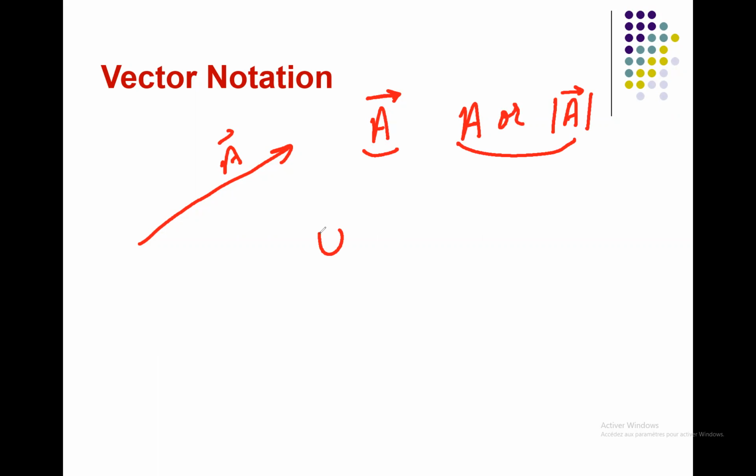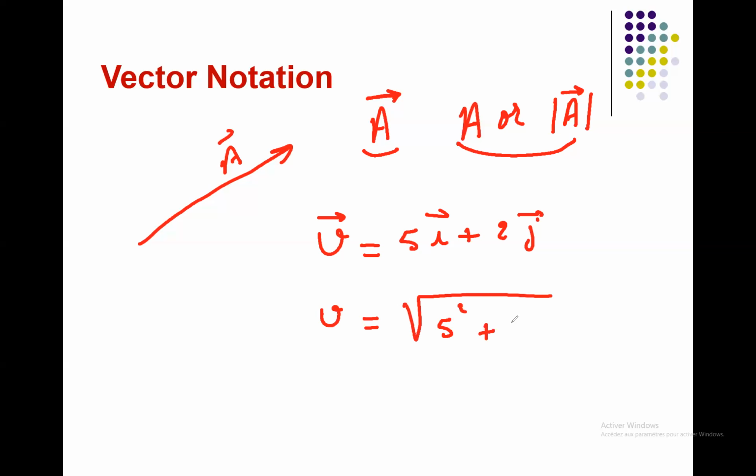The same if we have the velocity V, for example V equal 5i plus 2j, this is the vector quantity. The magnitude equals the square root of 5 squared plus 2 squared. So you can write it like this or like this. It's the scalar quantity.